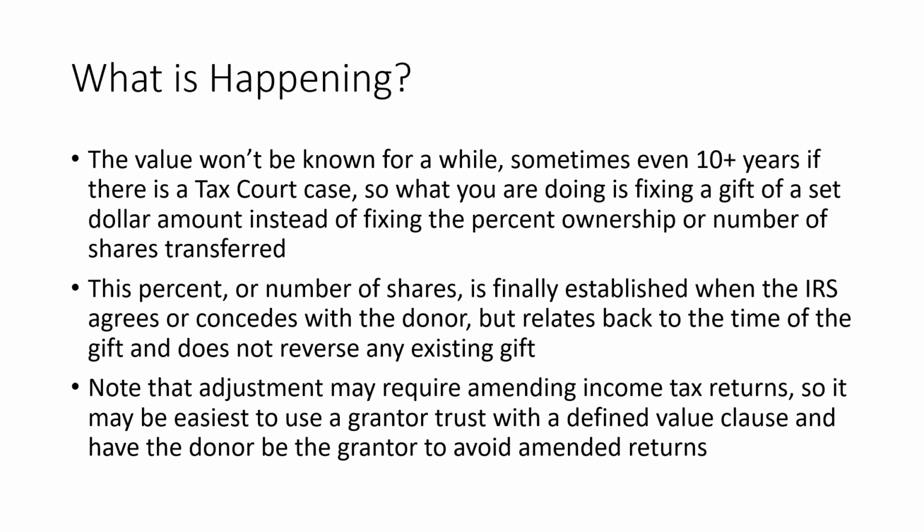Now, it's important to note that this is for gift tax purposes, but an adjustment to that percent or number of shares is really what wags the dog when it comes to income tax returns for the entity and maybe even distributions of income. So it may be easiest, at least, to avoid amending income tax returns to use a grantor trust with a defined value clause so that the donor is treated as the owner of the entity for income tax purposes throughout the period of examination, both before and after the gift and before and after any adjustment that might occur.